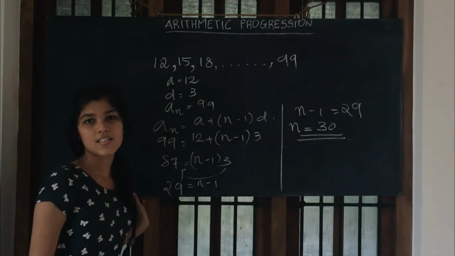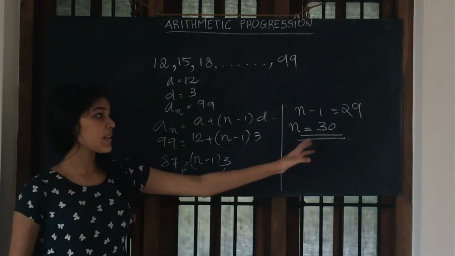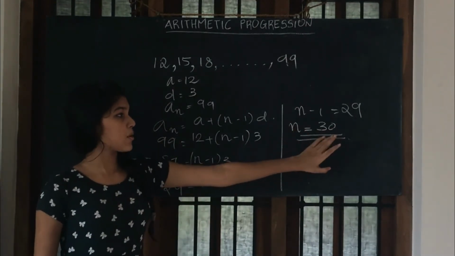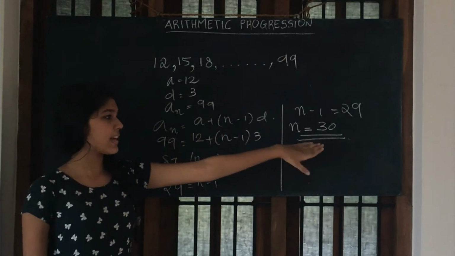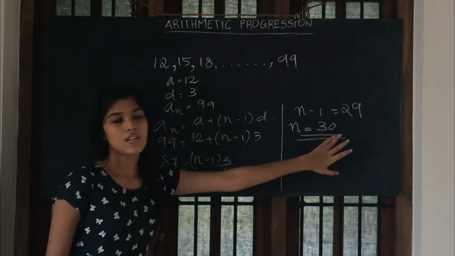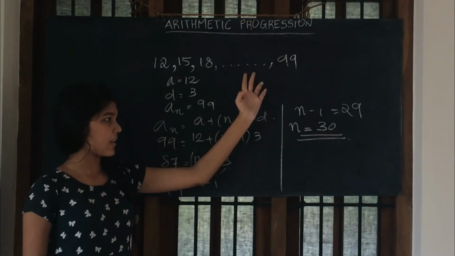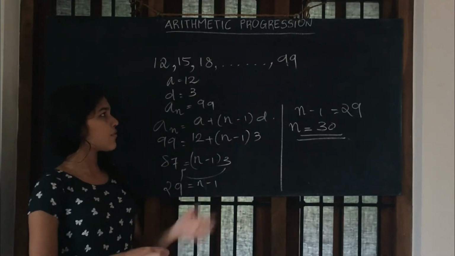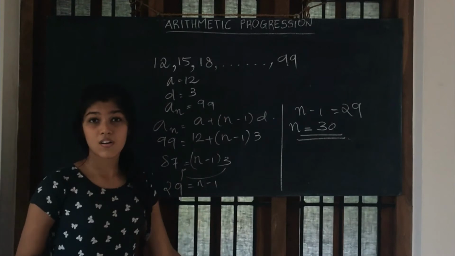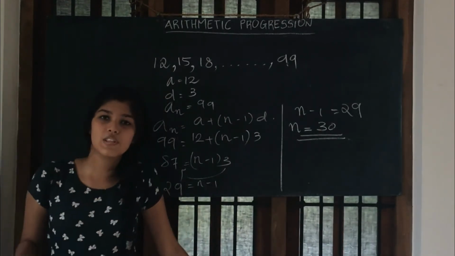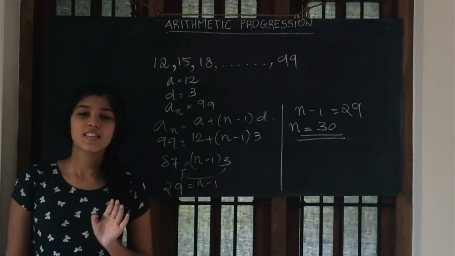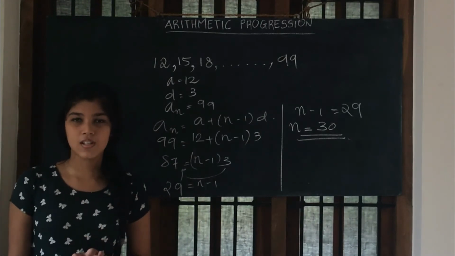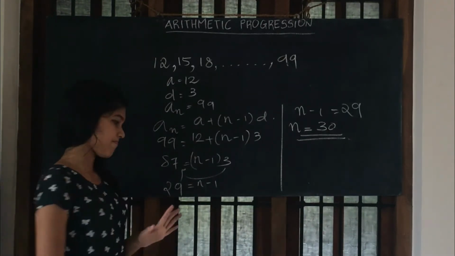So the answer is, there are n number of terms in this series, right? That is, there are 30 terms in this AP. That is 99 is the 30th term of this particular AP. Or the straight answer to the question is that there are 30 two-digit numbers which are divisible by 3.